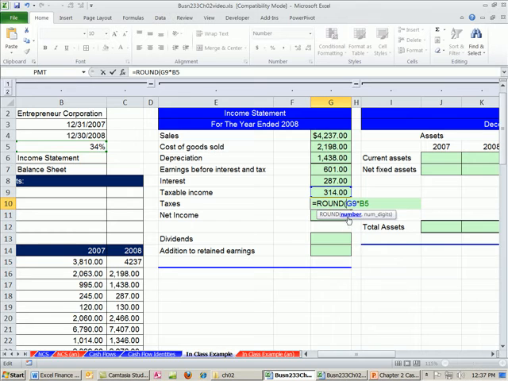Round, open parentheses. And the screen tip is polite. It says, hey, just give me the number. We have a formula. I'm going to click at the end, comma, and the number of digits. Now, in this class, you can just remember 0. That means round to the dollar.